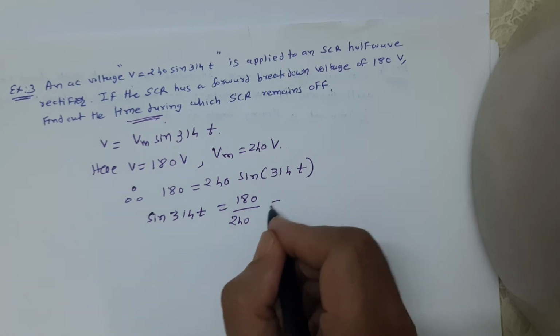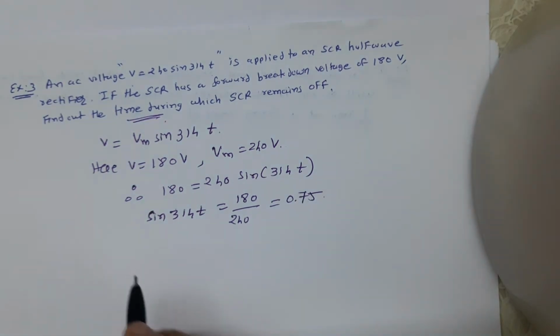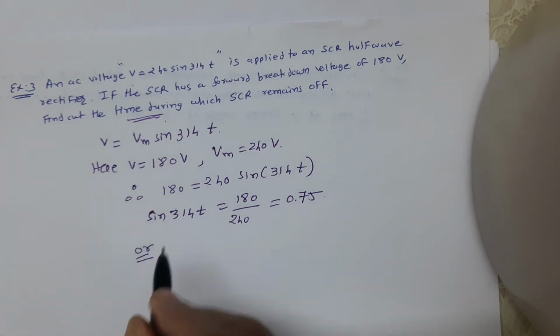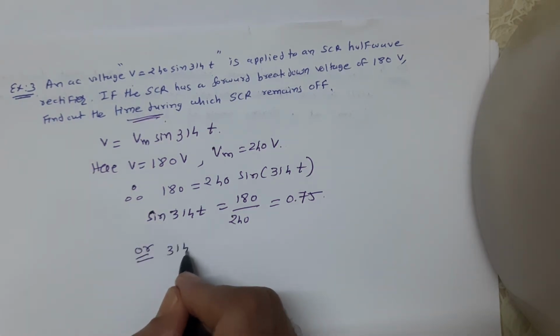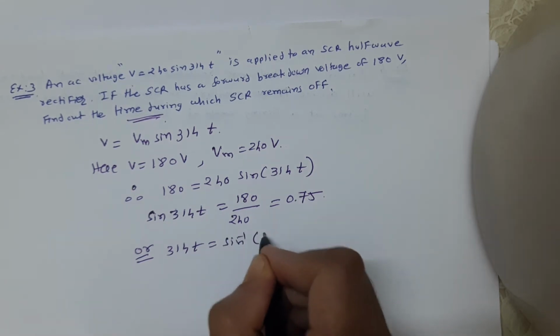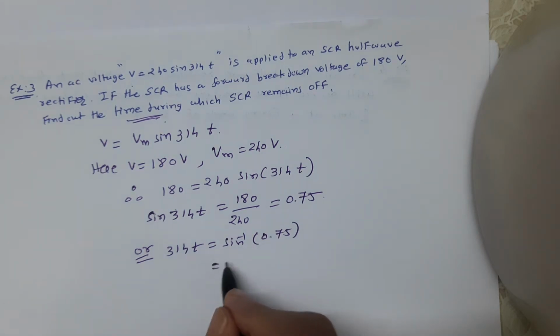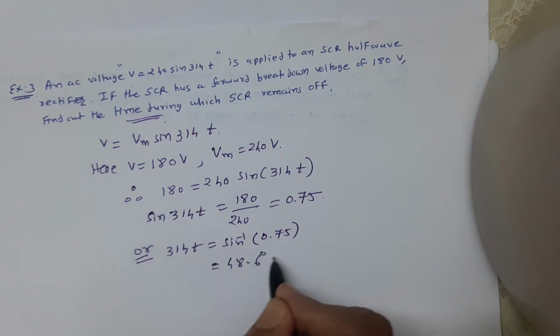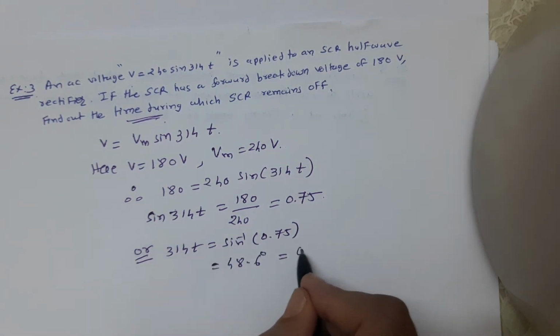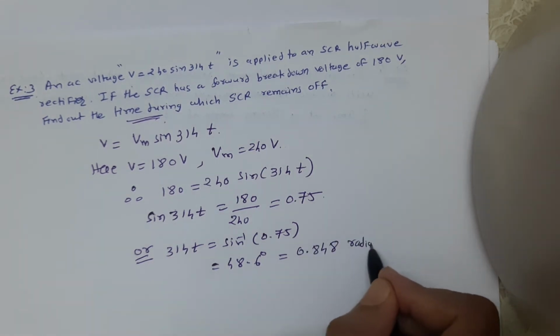This is equal to 0.75, or we can say 314 t is equal to sine inverse 0.75, that is equal to 48.6 degree, and this is equal to 0.848 radian.